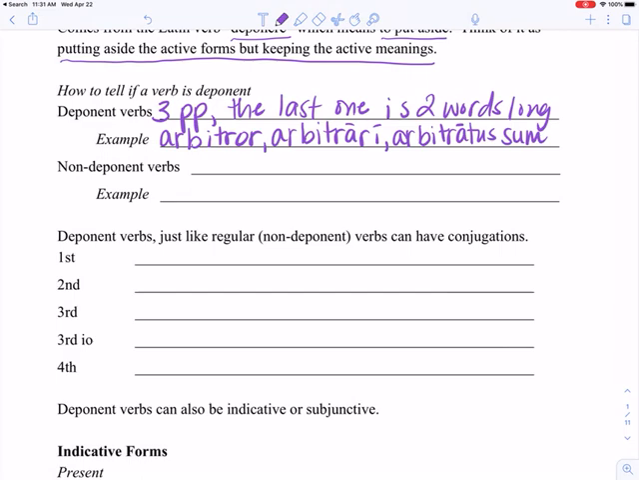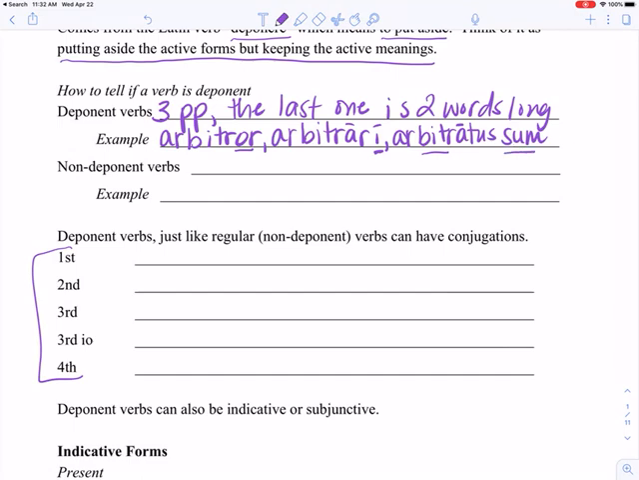So your first principal part in a deponent verb will end in -or, really. You are going to have conjugations, because you can see that right here. Your second principal part is going to end in -i. And then again, your third principal part has two words.